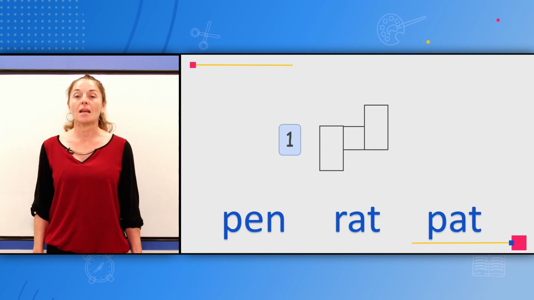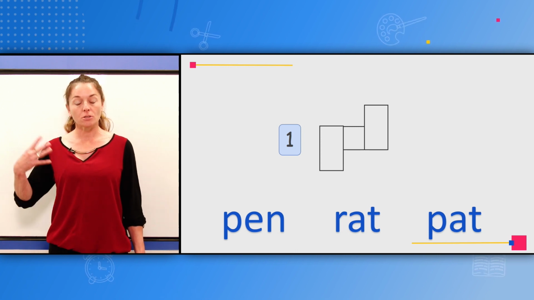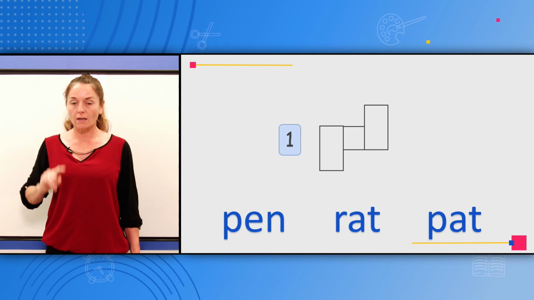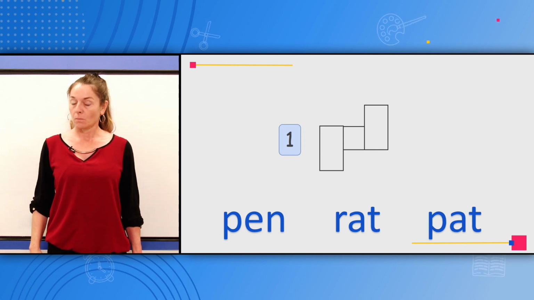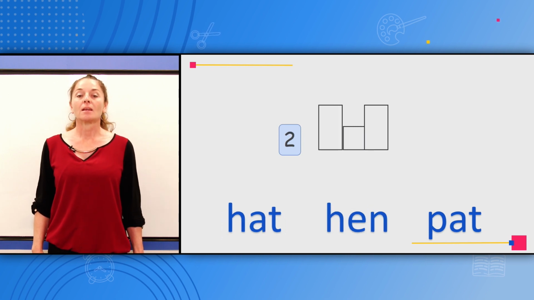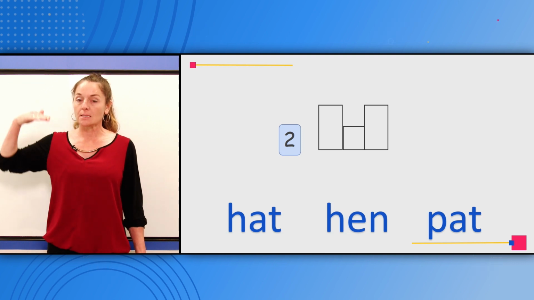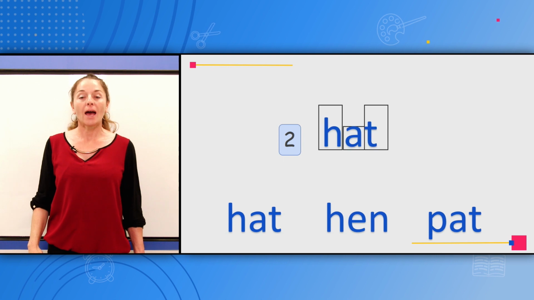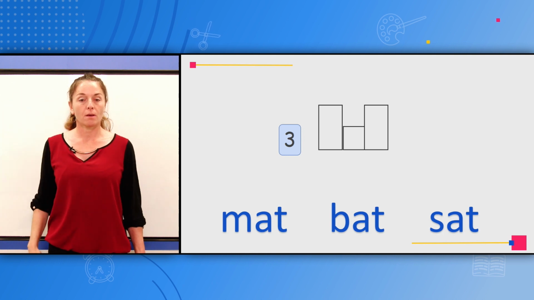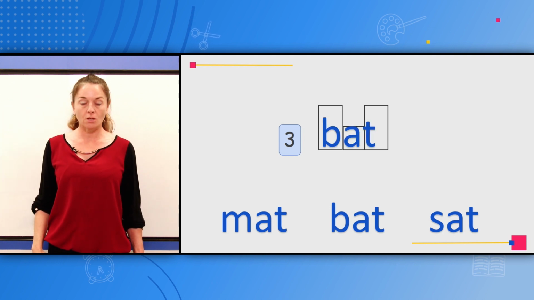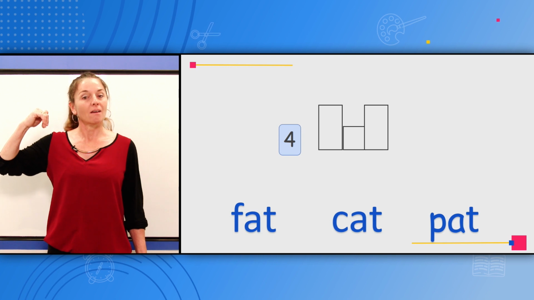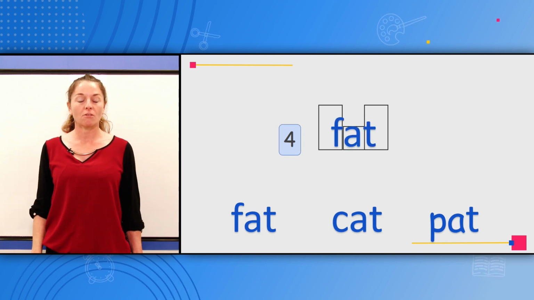You remember the letter boxes. Some letters go down, some stay in the base, and some go up. Choose the correct word. Which word? Number 1 will be pat. Very good. Number 2, up, base, up. Hat. Very good. Number 3, up, base, up. Bat. Very good. 4, up, base, up. Fat. Super, you got the idea. You are very good.